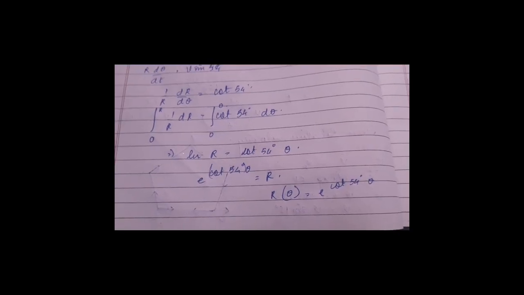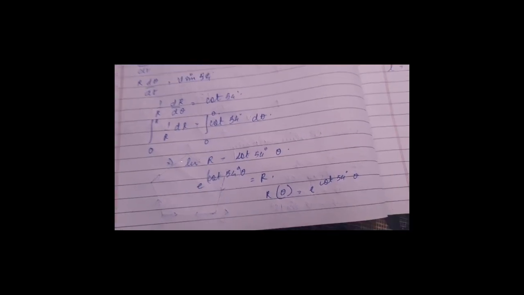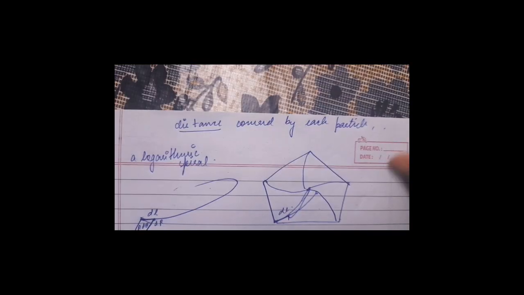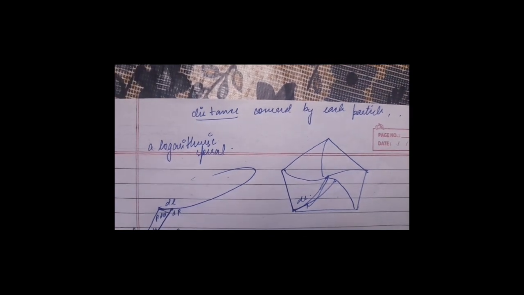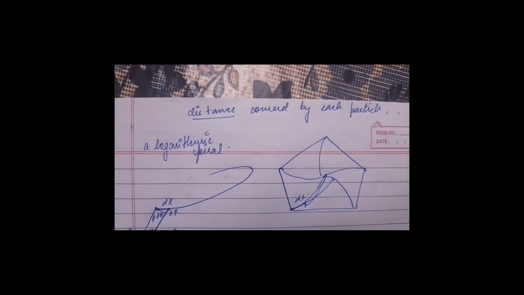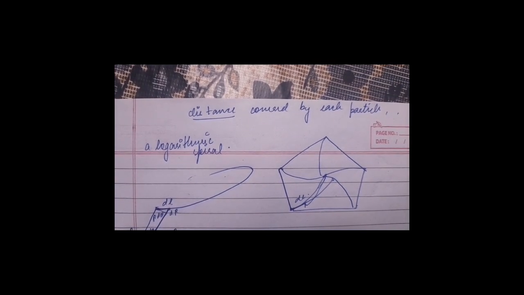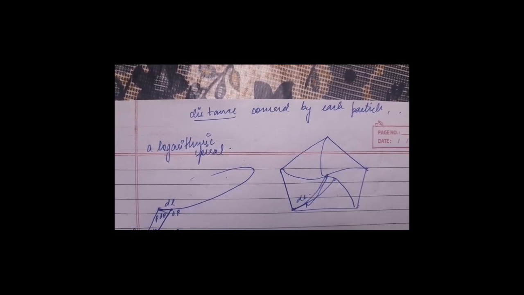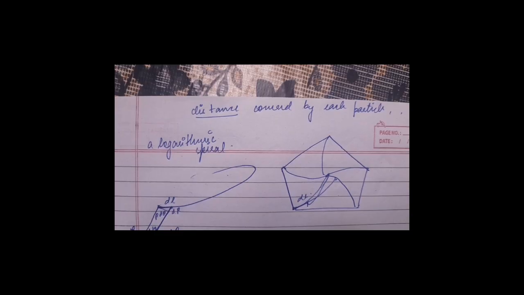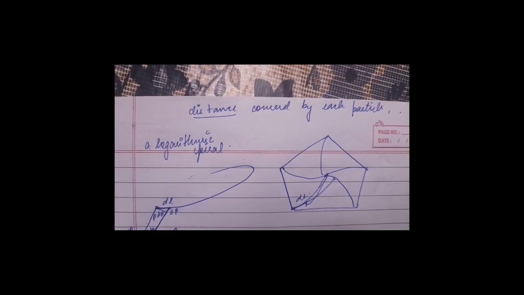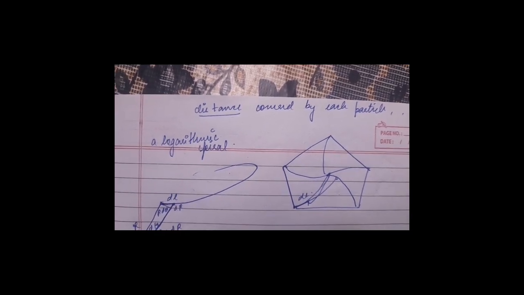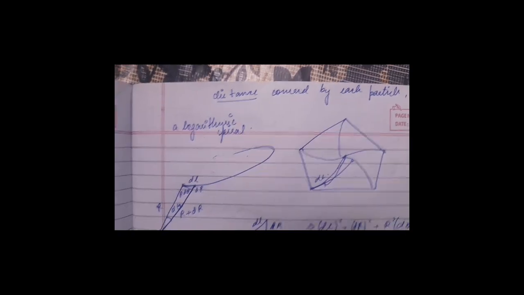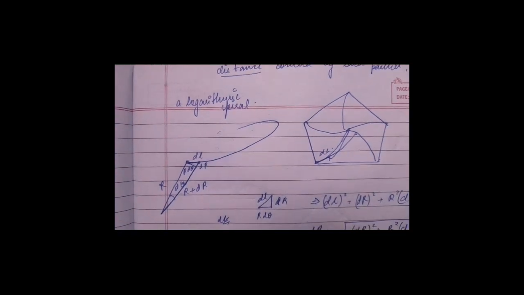So we have found the equation of trajectory. The equation of trajectory which we have got is r as a function of theta is equal to e to the power cot 54 theta. So it is clear that it is the equation of a logarithmic spiral.